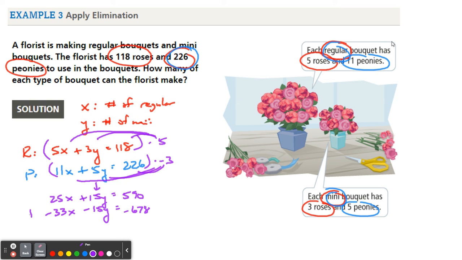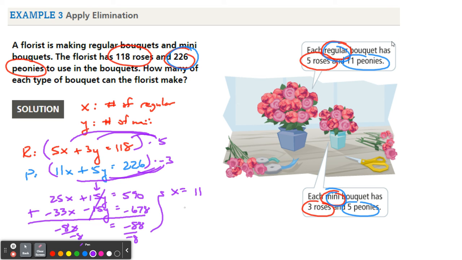We are now going to add our equations to get the y's gone. So 25 and negative 33 is negative 8x. The y's are gone. 590 and negative 678 is negative 88. And now because the y's are gone, we can solve this for x. We're going to divide both sides by negative 8. And I get an x value of 11.